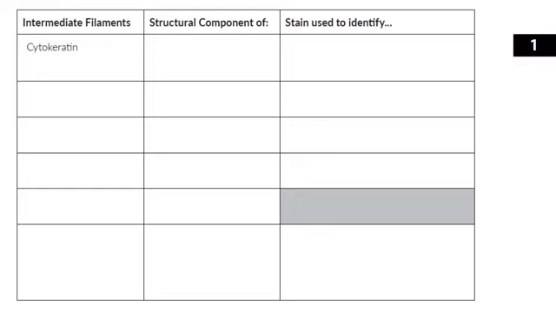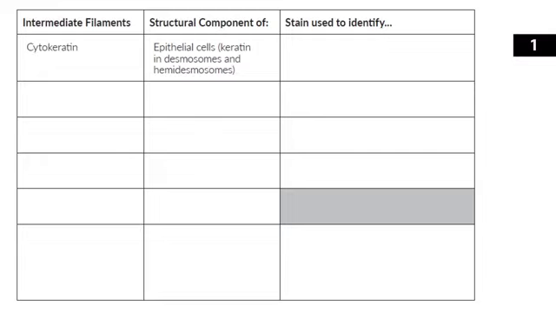Cytokeratin is a very strong filament found in epithelial cells. Cytokeratin contains the protein keratin, which is found abundantly in the skin. Cytokeratin is found in desmosomes and also in hemidesmosomes, which are attachments between epithelial cells and other epithelial cells, and then between the epithelial cells and the basement membrane. That's going to be covered more in the dermatology videos.